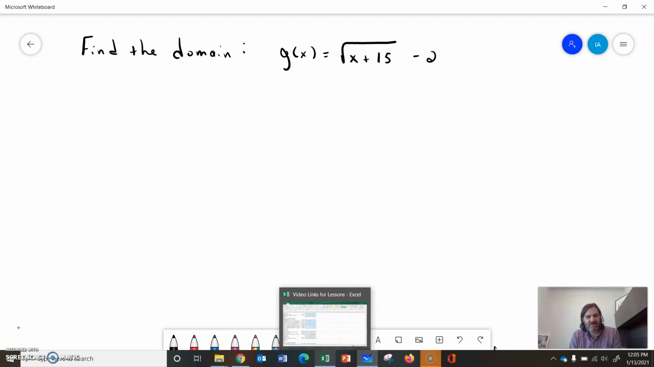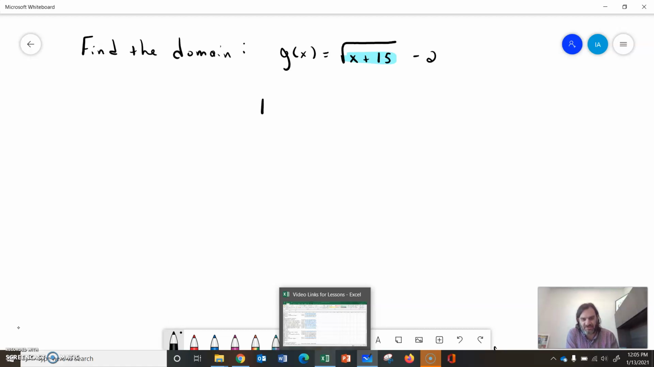Hey, we have a practice problem for finding the domain, and we're given a function. The function is g of x, and that's equal to the square root of x plus 15, and then minus 2. So remember, if we're given an equation and we're trying to find the domain, we need to ask ourselves two questions. One, is there a denominator, which there is not, and is there anything under a root, which there is. There's x plus 15 under the root. So that's what's important here.